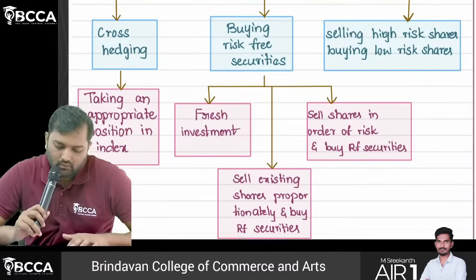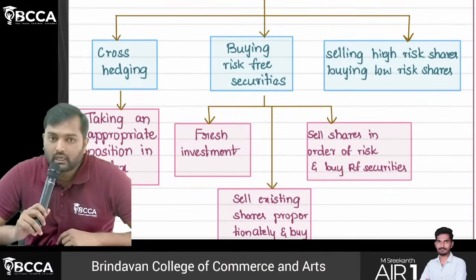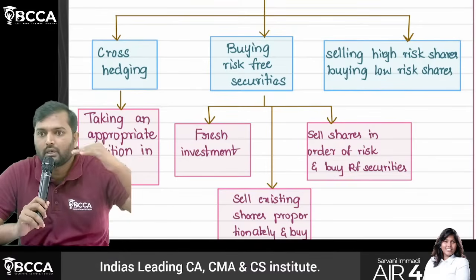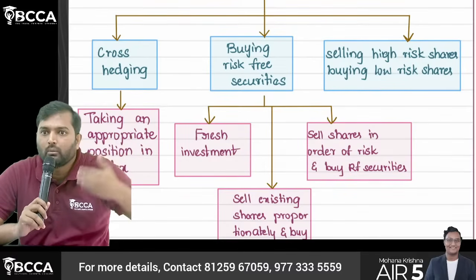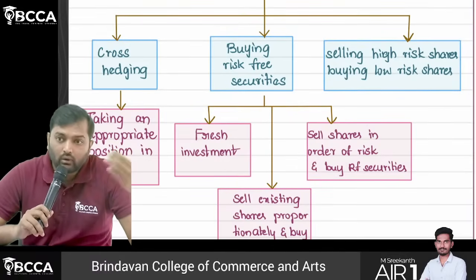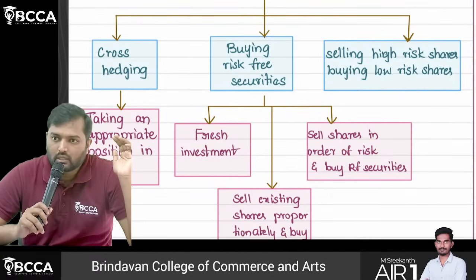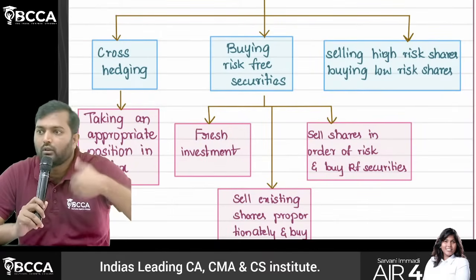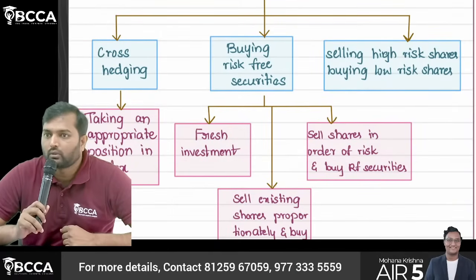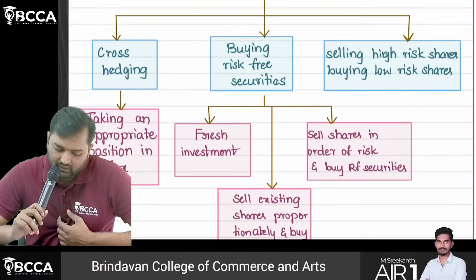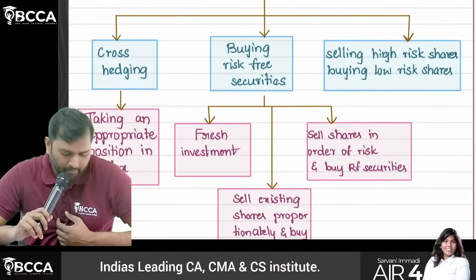And next, selling high risk shares and buying low risk shares. Selling high beta shares and buying low beta shares. When you sell high beta shares and buy low beta shares, what happens to the portfolio beta? Portfolio beta will automatically decrease. Am I clear? Okay.